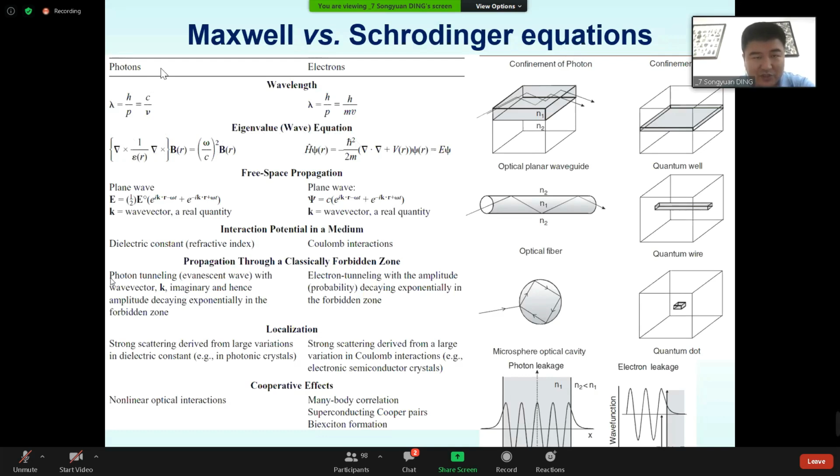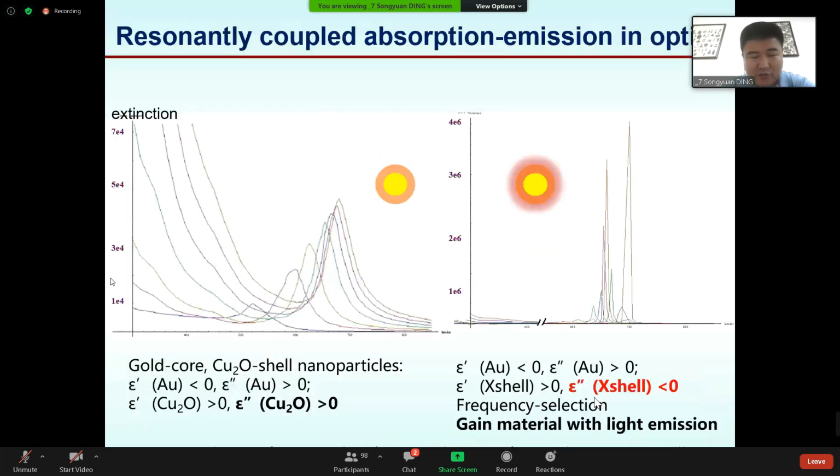In quantum mechanics, we solve the Schrödinger equation. In the Maxwell equation, the potential is a dielectric function. There is also a tunneling effect, like here. We can learn from the optical model in optics.